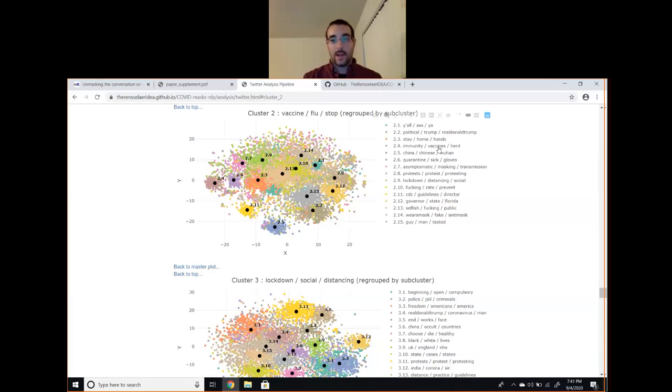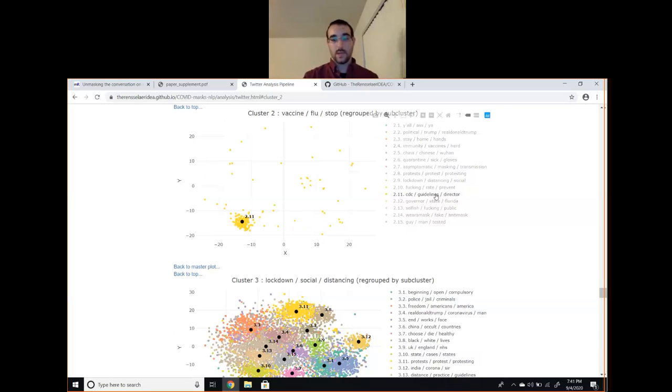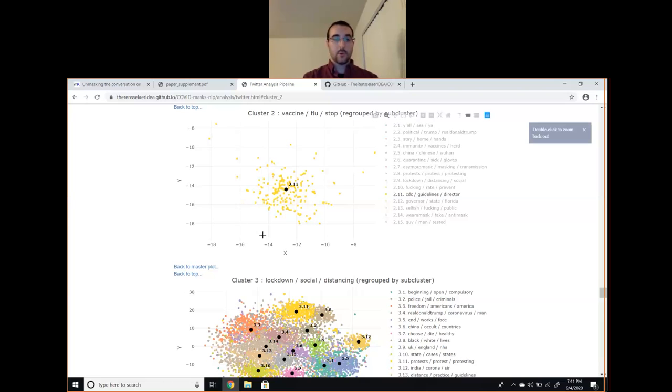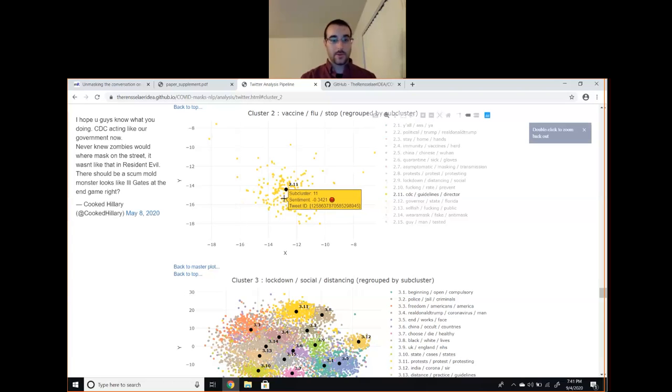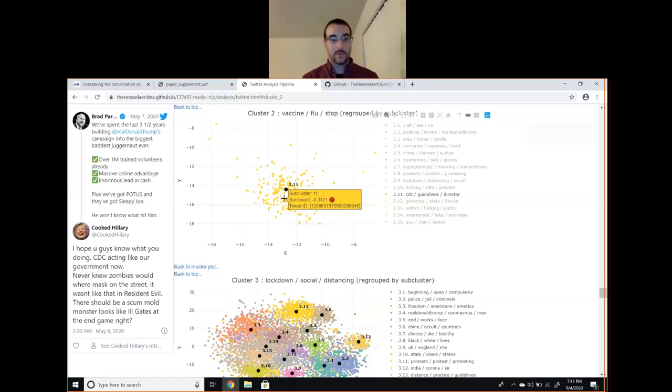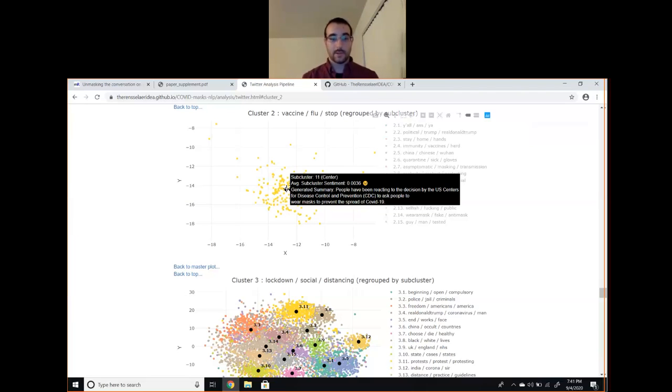I can go in and zero in on a specific topic that I want to explore. For example, 2.11 CDC guidelines. Zooming in on that, I can then explore the individual tweets along with their sentiments. So here, somebody is sharing their opinion that they believe the CDC is acting like the government. We also have, at the center of the subcluster, the average sentiment for the entire topic, in addition to the generated summary.